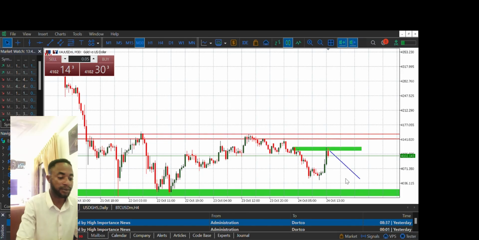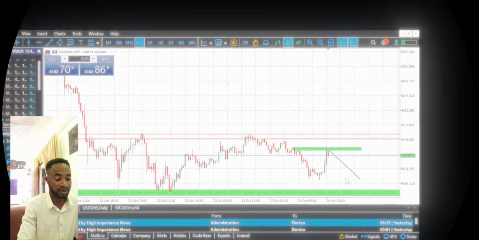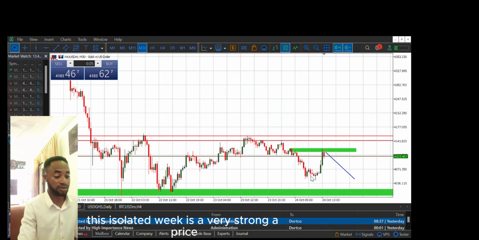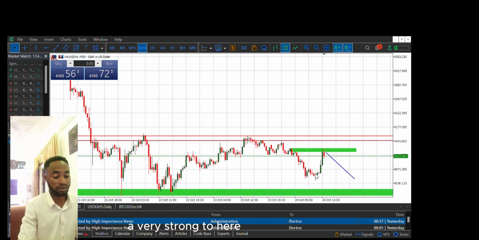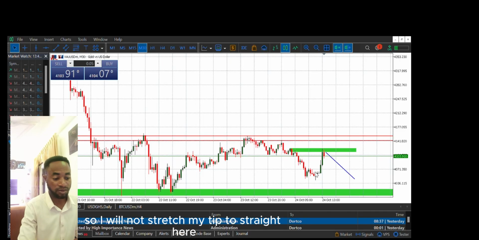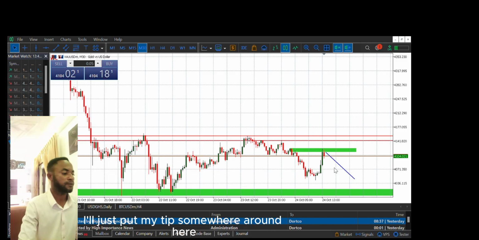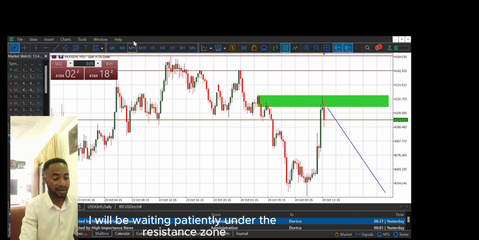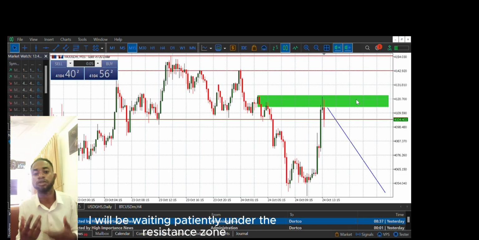But for me, if I am selling and price gets a pullback, that's my area there. You see, that is also a note. I'll be very sensitive here. This isolated wick is a very strong tool here. So I will not stretch my TP straight to here. I'll just put my TP somewhere around here. You understand? So I will be waiting patiently under the resistance zone.